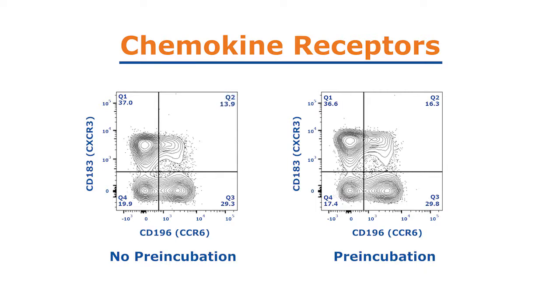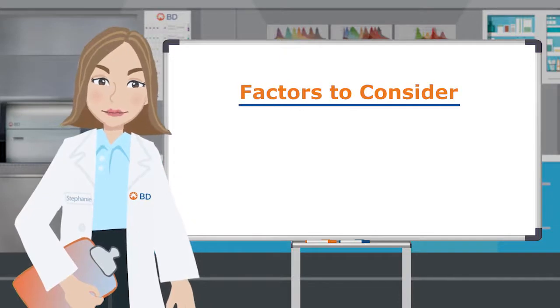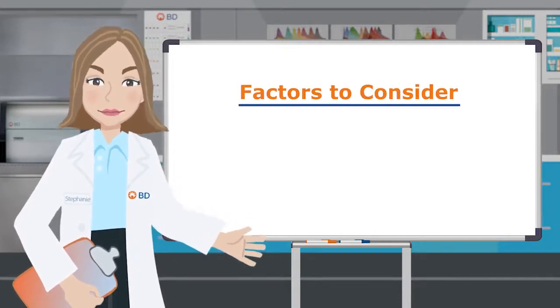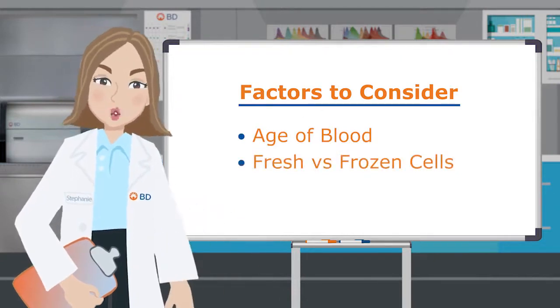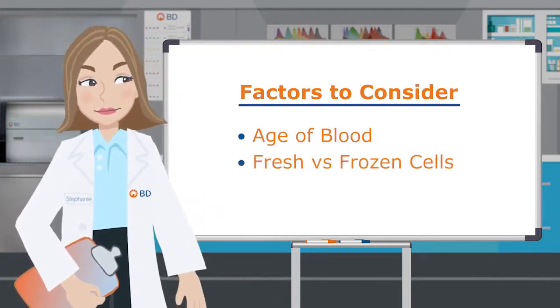The left set is stained per normal protocol of 30 minutes at room temperature. The plot on the right has an extra step of pre-incubating the chemokine receptor reagents for 10 minutes at 37 degrees. It may not seem like much of an increase, but when combined with other factors, such as age of blood, fresh versus frozen cells, this bump in signal will be appreciated.